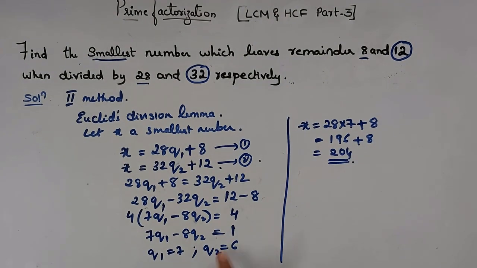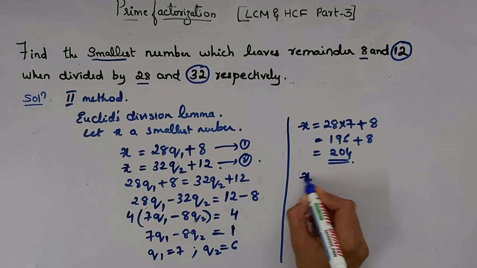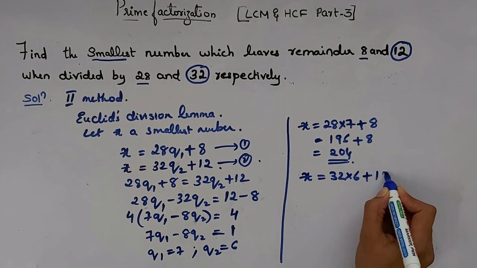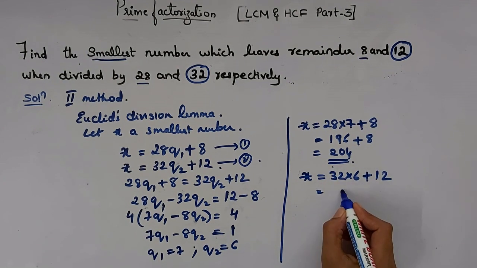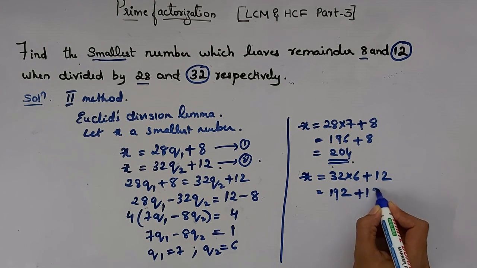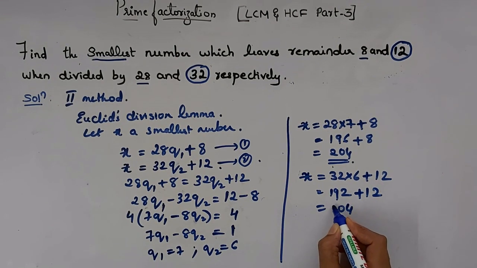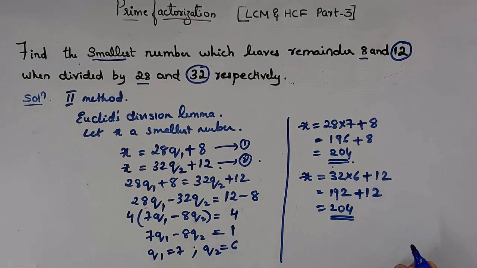Now put the q2 value in equation 2. So x is equal to 32 into 6 plus 12. So 6 2s are 12, 6 3s are 18, plus 1 is 19, so 192 plus 12, which will give you 204. So the smallest number is 204.